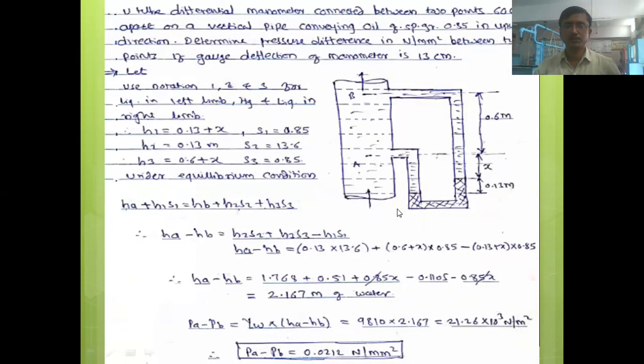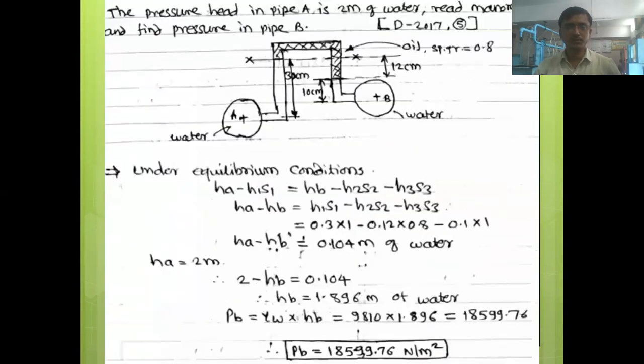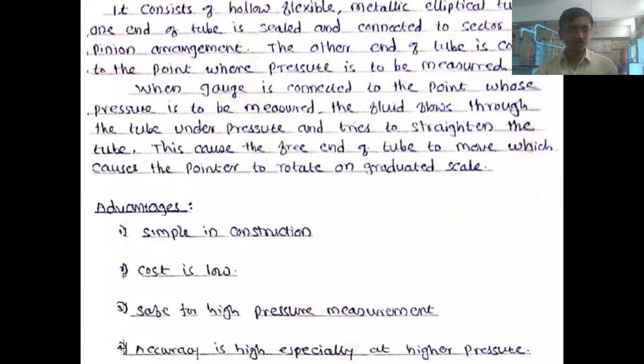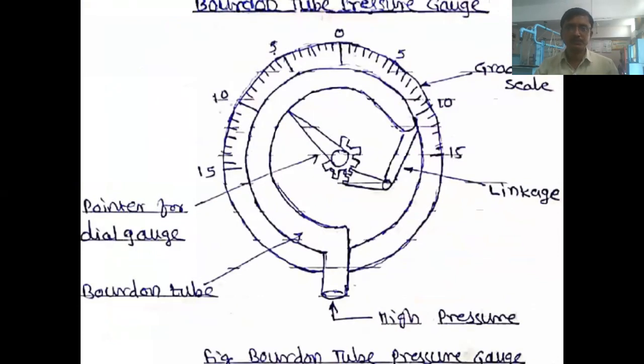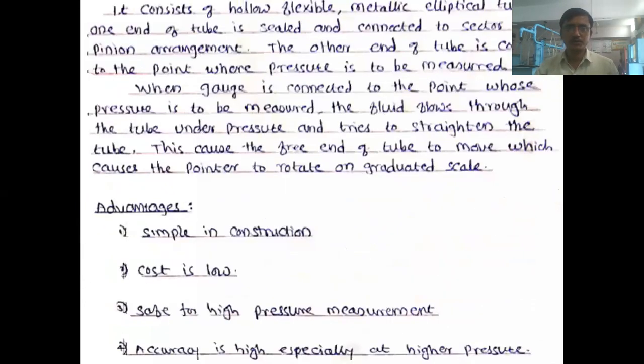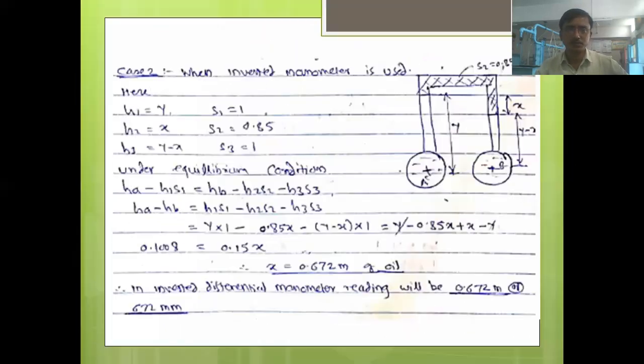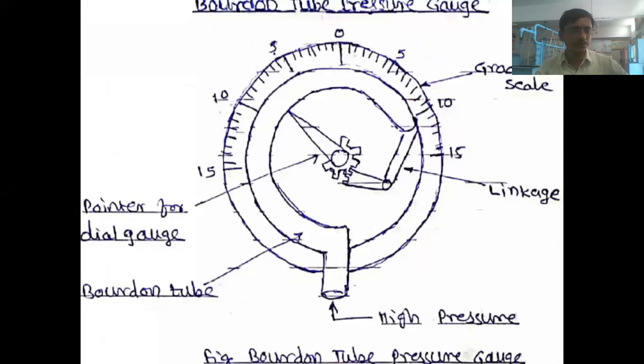So I think we will have the practice of these problems afterwards, or should we take it right now? Because I have to cover, okay, we will see this theory part first, and then we will solve the remaining problems, because we are lagging much behind the syllabus. After that, we are going to start the second subtopic from this unit, that is hydrostatic forces on the surface. Before that, I will take the Bourdon tube pressure gauge, and then if time permits, we will have the practice of the differential manometer problems.